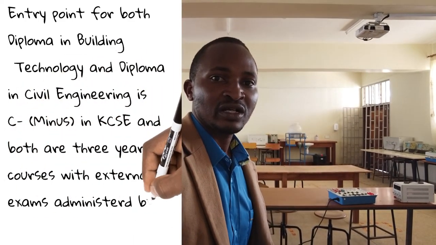But in a nutshell, civil engineering is a very broad field that involves four major areas. That is structural engineering, water engineering, transport engineering, geotechnical engineering. A trainee pursuing diploma in civil engineering covers a little bit of each of these four areas. That is, they do a bit of structural engineering. They cover a number of units in structures. They also do a bit of water engineering, a bit of transport engineering, and a bit of geotechnical engineering.